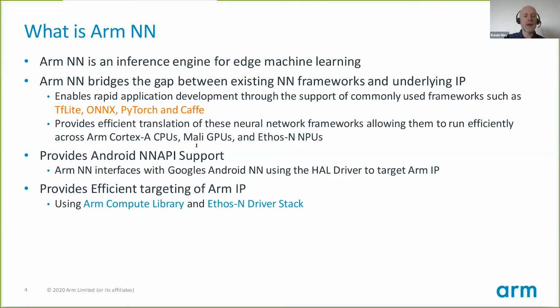In addition, it provides NN API support, so Arm NN interfaces with Google's Android neural network API using the HAL driver to target Arm IP. And it's through the efficient targeting of Arm IP using Arm Compute Library and the Ethos-N driver stack that Arm NN can deliver some real performance improvements, which we'll see.